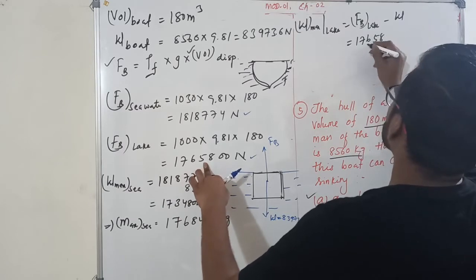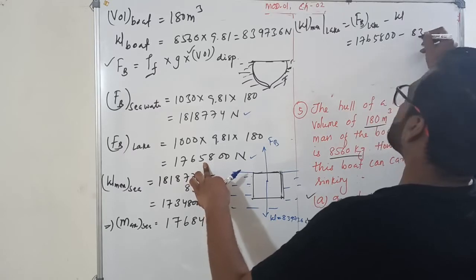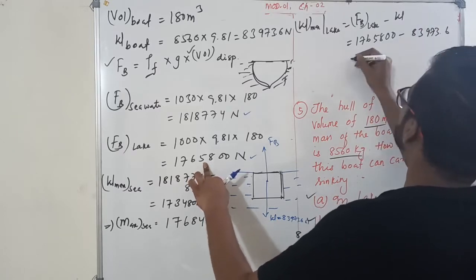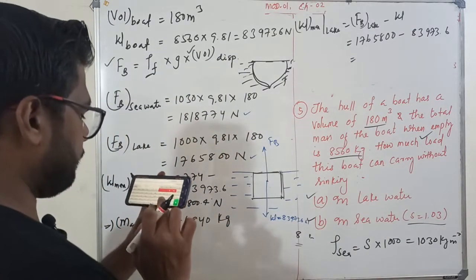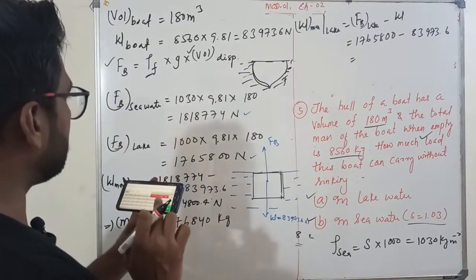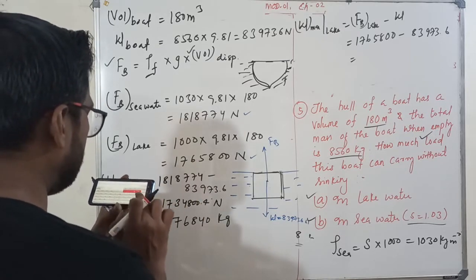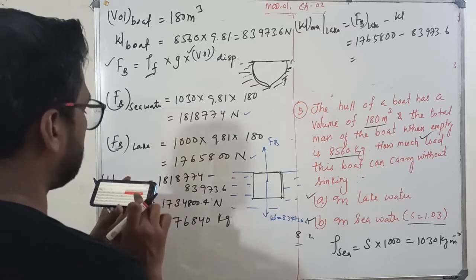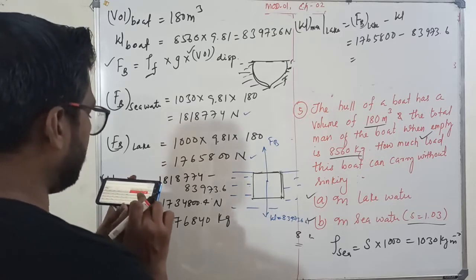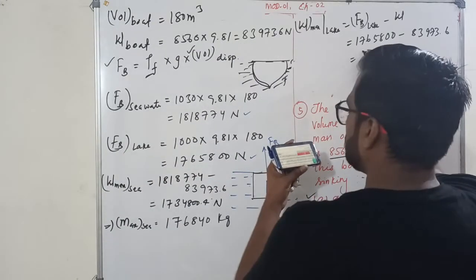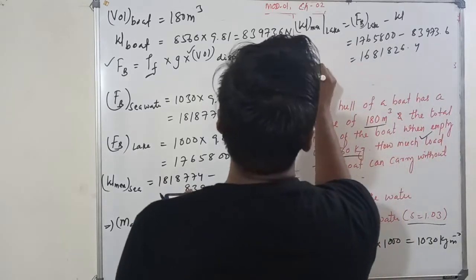17,65,800 minus how much weight? 83,973.6. So how much are we getting? 17,65,800 minus 83,973.6. So how much weight am I getting? 81,826.4. Then what will be the mass?